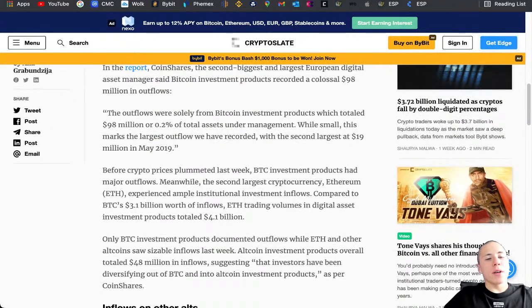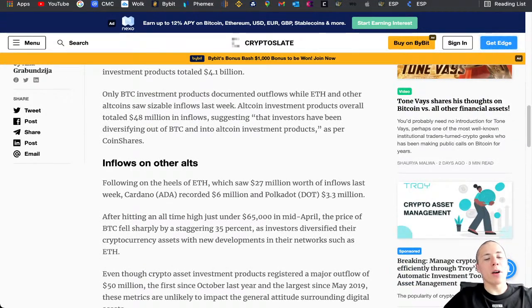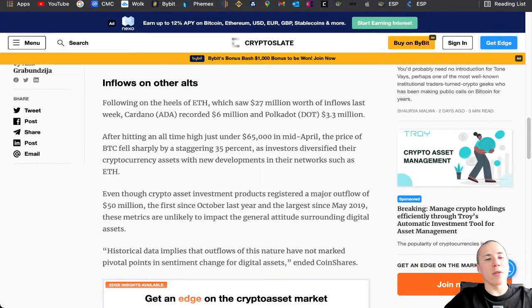And what I wanted to show you is actually not the entire thing. What I wanted to show you is the inflow on other alts. And what we are seeing over here is that, following on the heels of Ethereum, which saw 27 million worth of inflow last week, 27 million, right? That's just a huge amount for last week's inflow on Ethereum, even while there was a downtrend going on.